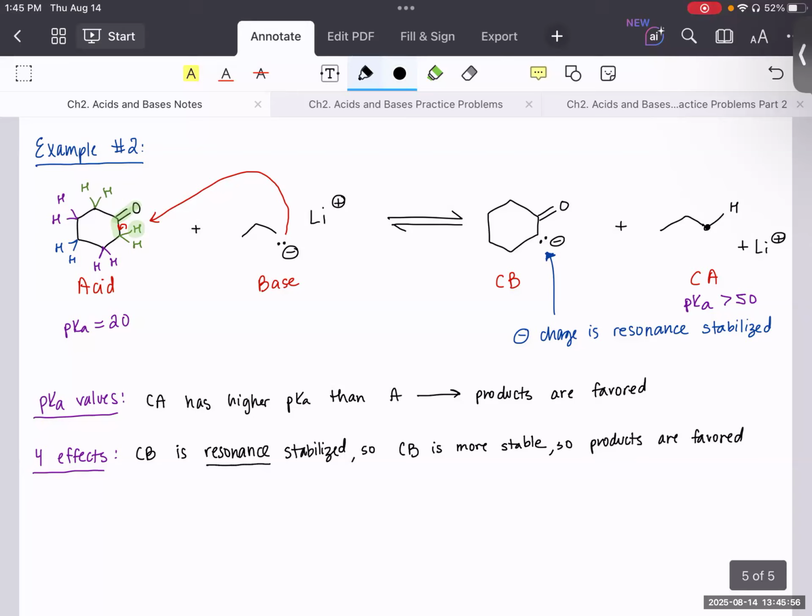And so again, similar to that previous one, we end up getting the same result for the two different methods. And so if we were to redraw the equilibrium arrows, we would show a longer arrow going to the right and a shorter arrow going to the left.